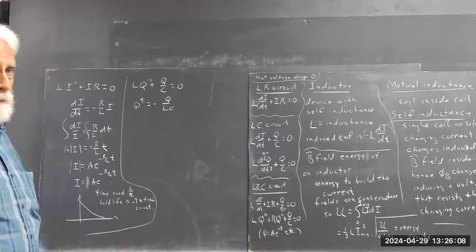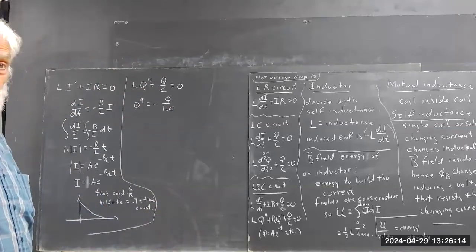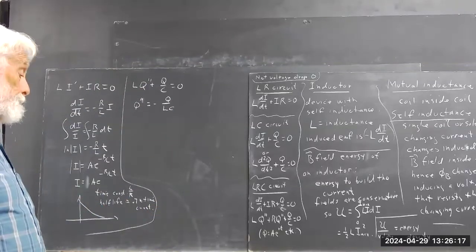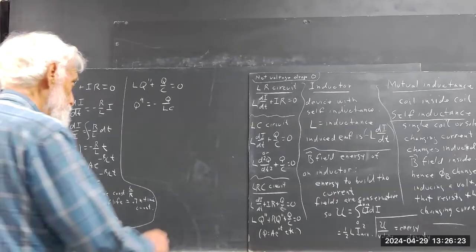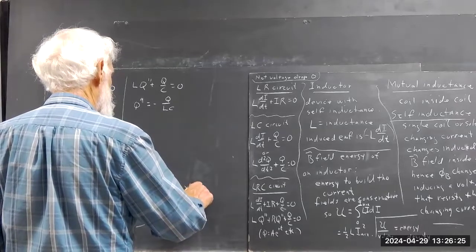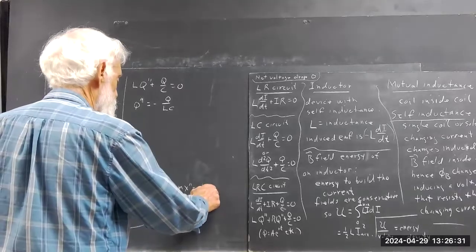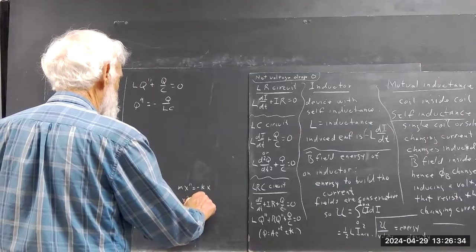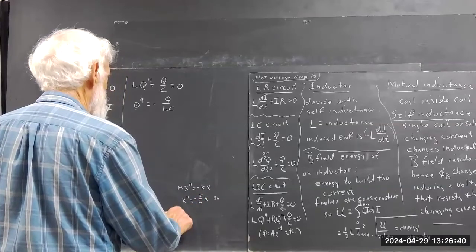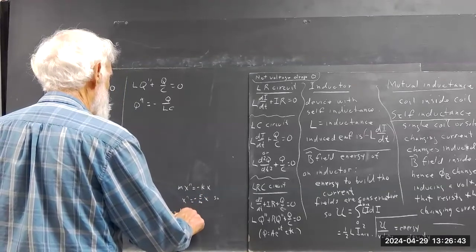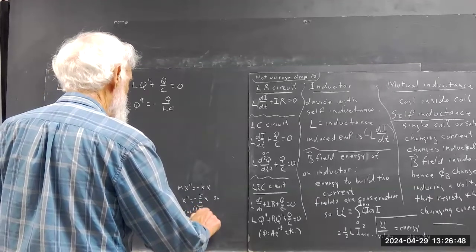What function Q has a second derivative that's a negative multiple of itself? Well, it's one of the first things I ask you early in the year. Okay. It was m x double prime equals negative k x. Get x double prime equals negative k over m x. So x equals some multiple of the cosine of square root of k over m t.